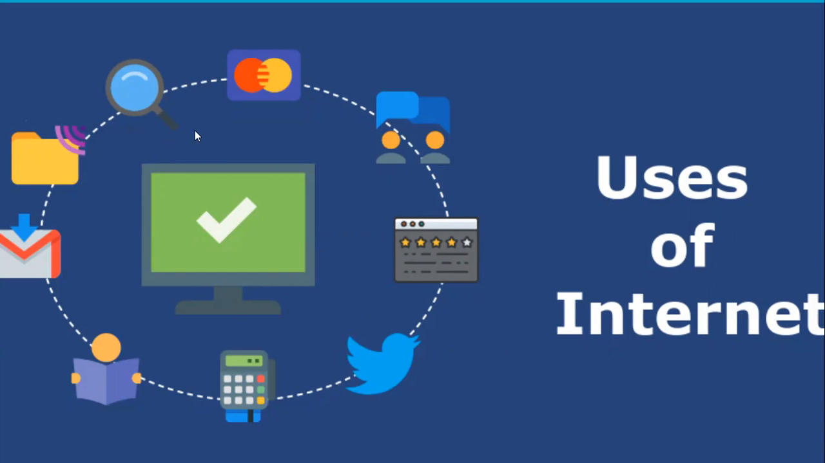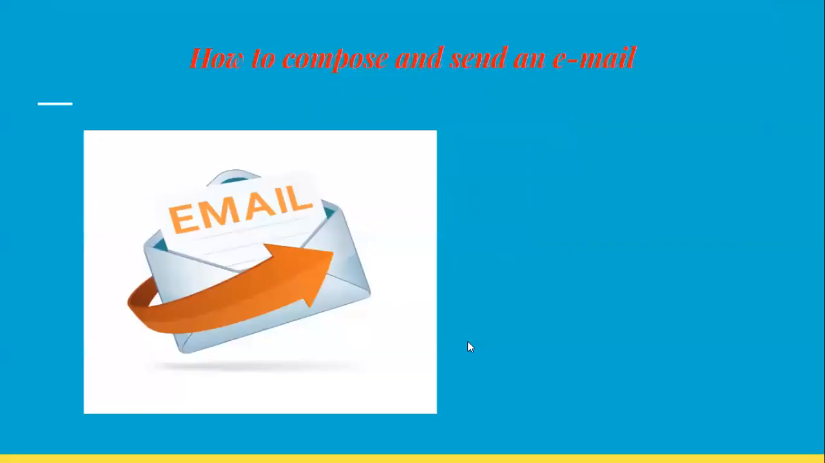See this image, you can see whatever things we can do with the help of the internet. The internet is a very useful, very fast method of communication. So today you have to focus only on email. Email means electronic mail. How can we send an email? There are different parts of email that you have already studied.